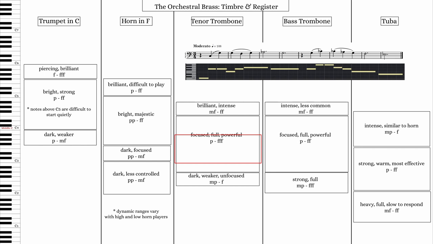This register is also still high enough for the tenor trombone that we don't really have to worry about a lack of agility. If it were any lower, however, we'd want to be careful about how quickly we move between notes. In this range, the tuba is also very capable of carrying melodic material and has a warm and intense timbre, making it a nice option.